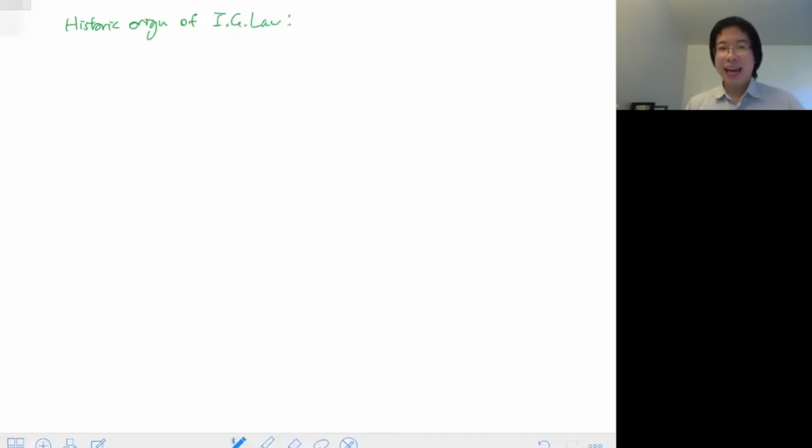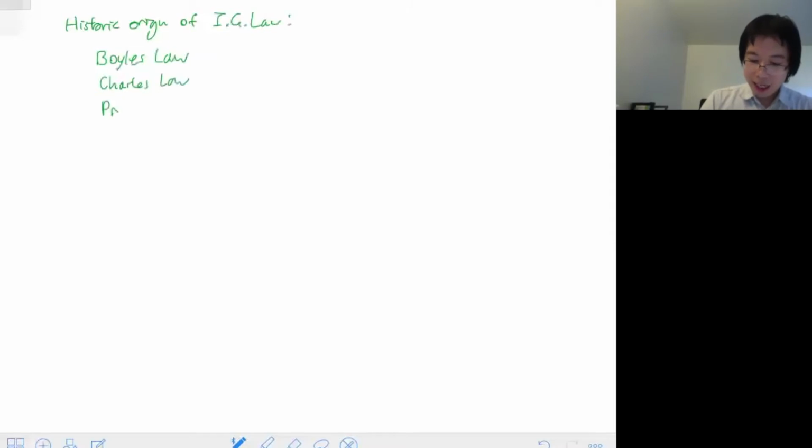Now, okay, so let me briefly mention the historic origin of the ideal gas law. It actually didn't come from one person from the get-go. It actually came from 3 different laws, 3 different investigations. There's Boyle's law, and then there's Charles' law, and then there is the pressure law. I guess there's no name. People forgot who made it or whatever.